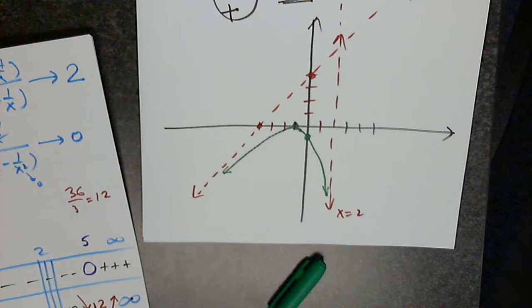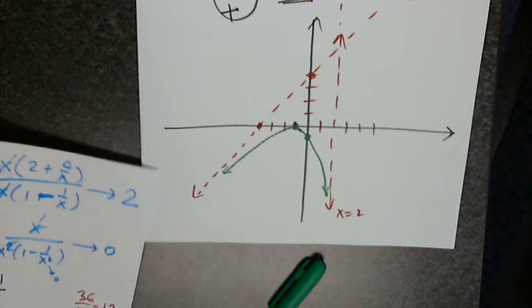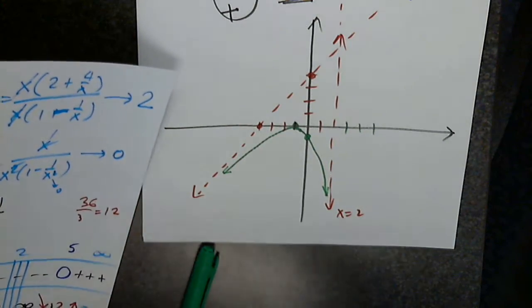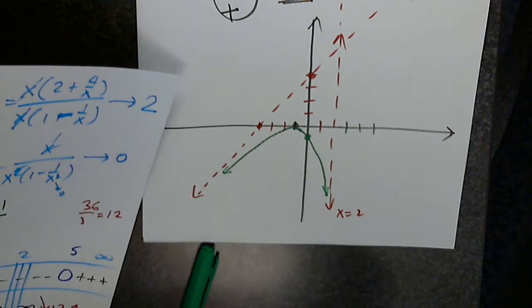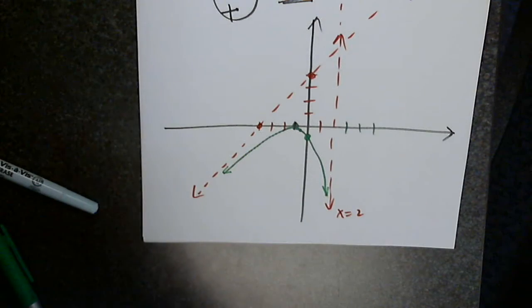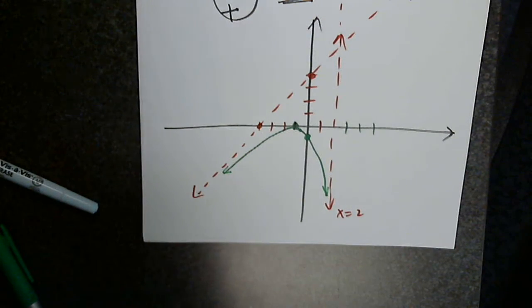Here's the slant asymptote. So this is a function with a slant asymptote. Why? Because the difference of degrees is 1. The top is higher by 1 than the bottom, not the other way around. The other way around, it has a horizontal asymptote and it's 0.